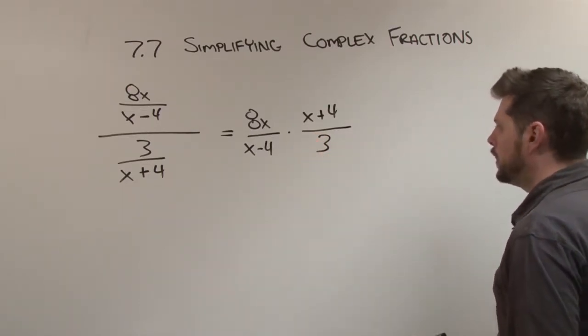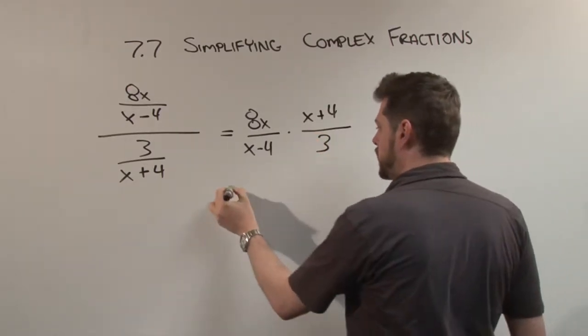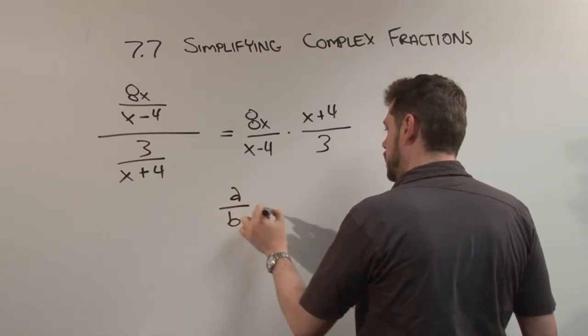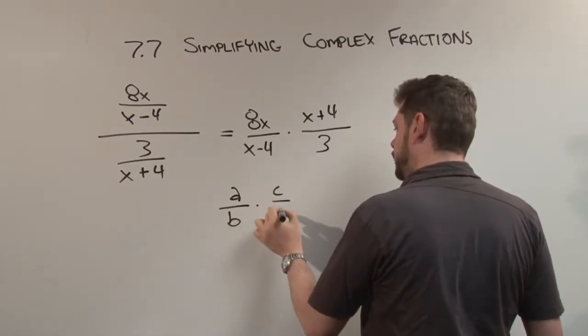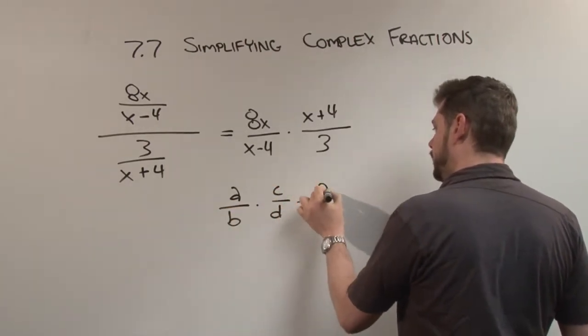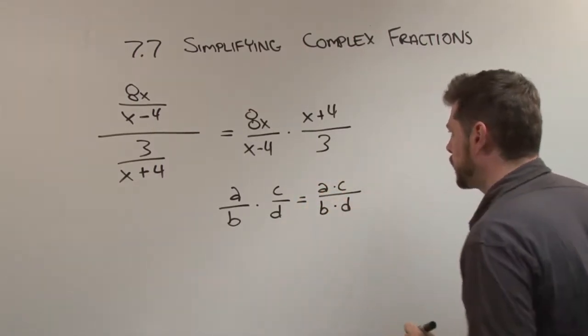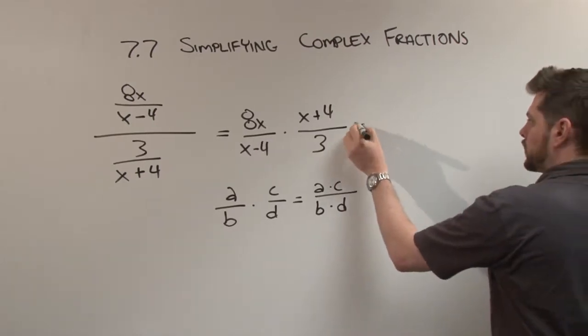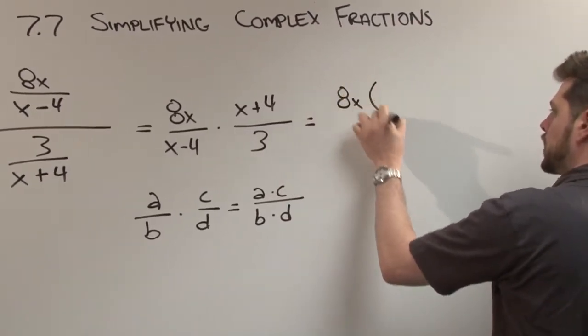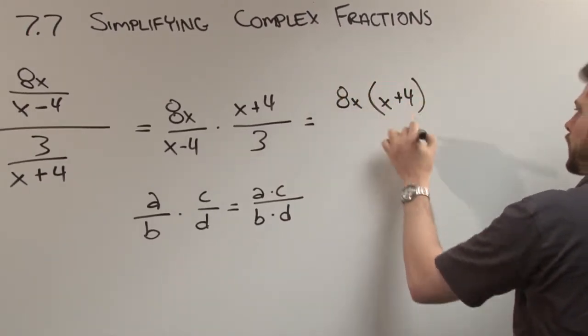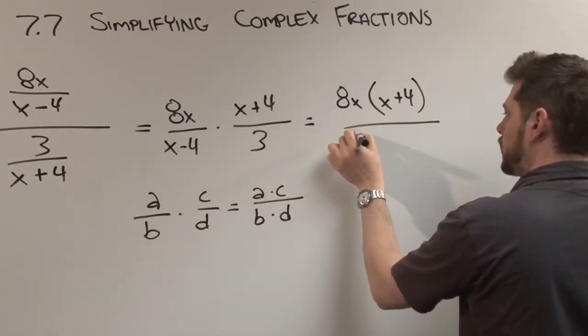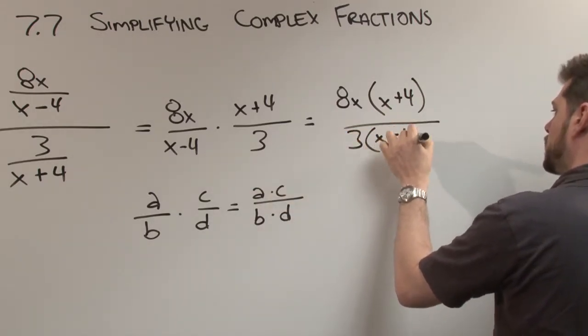Okay? Now remember, when we are multiplying fractions, we multiply the top and we multiply the bottom. Okay? So that's what we're going to do here. We get the quantity 8x times x plus 4 divided by the quantity 3 over x minus 4.